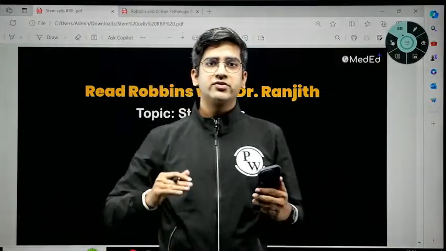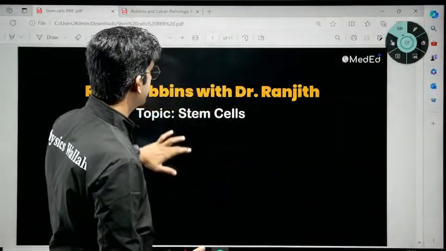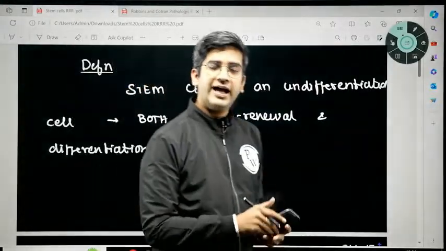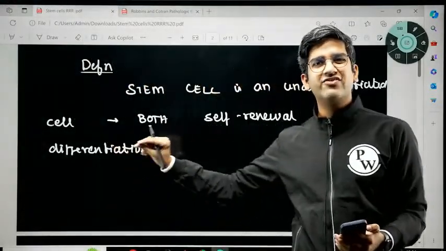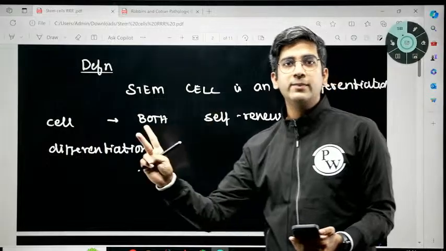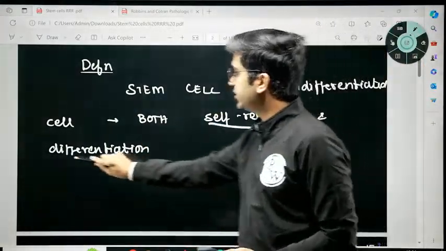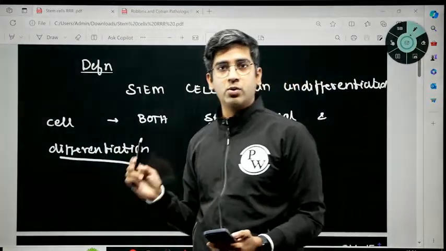So first is the definition of stem cells. When you take any stem cell question, the definition is required first. I'm going to make a definition here. I've taken it from Robbins only, just rephrasing it a little bit. There are two important properties of stem cells. One is self-renewal and the other one is differentiation. These are the two important properties of a stem cell.